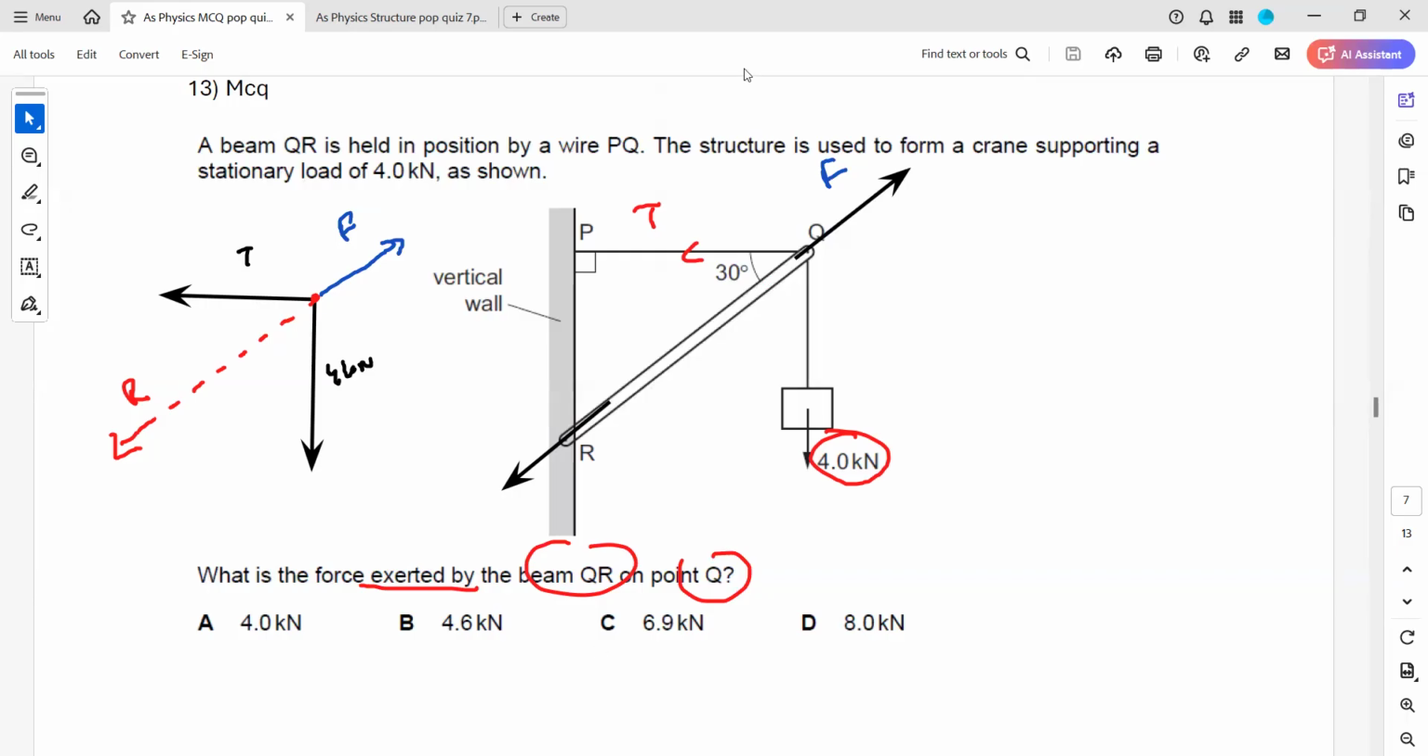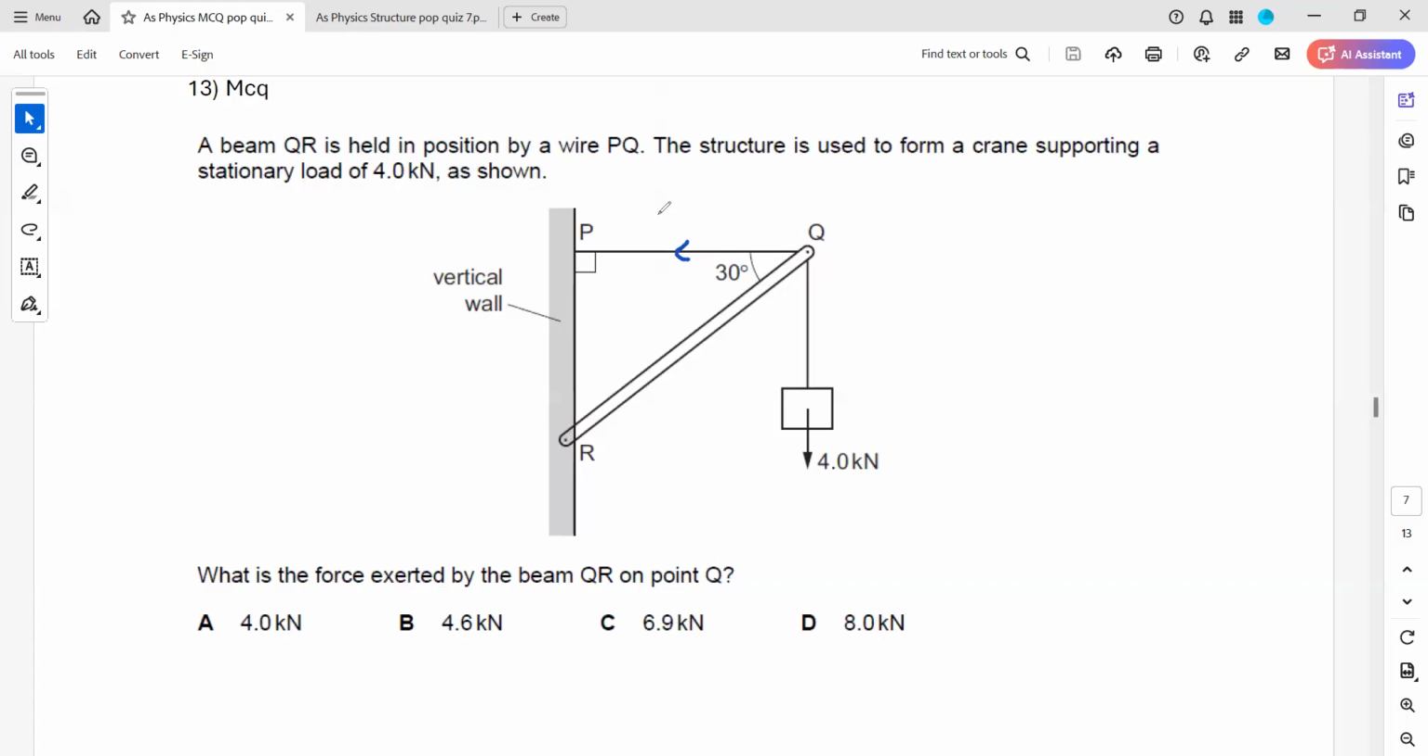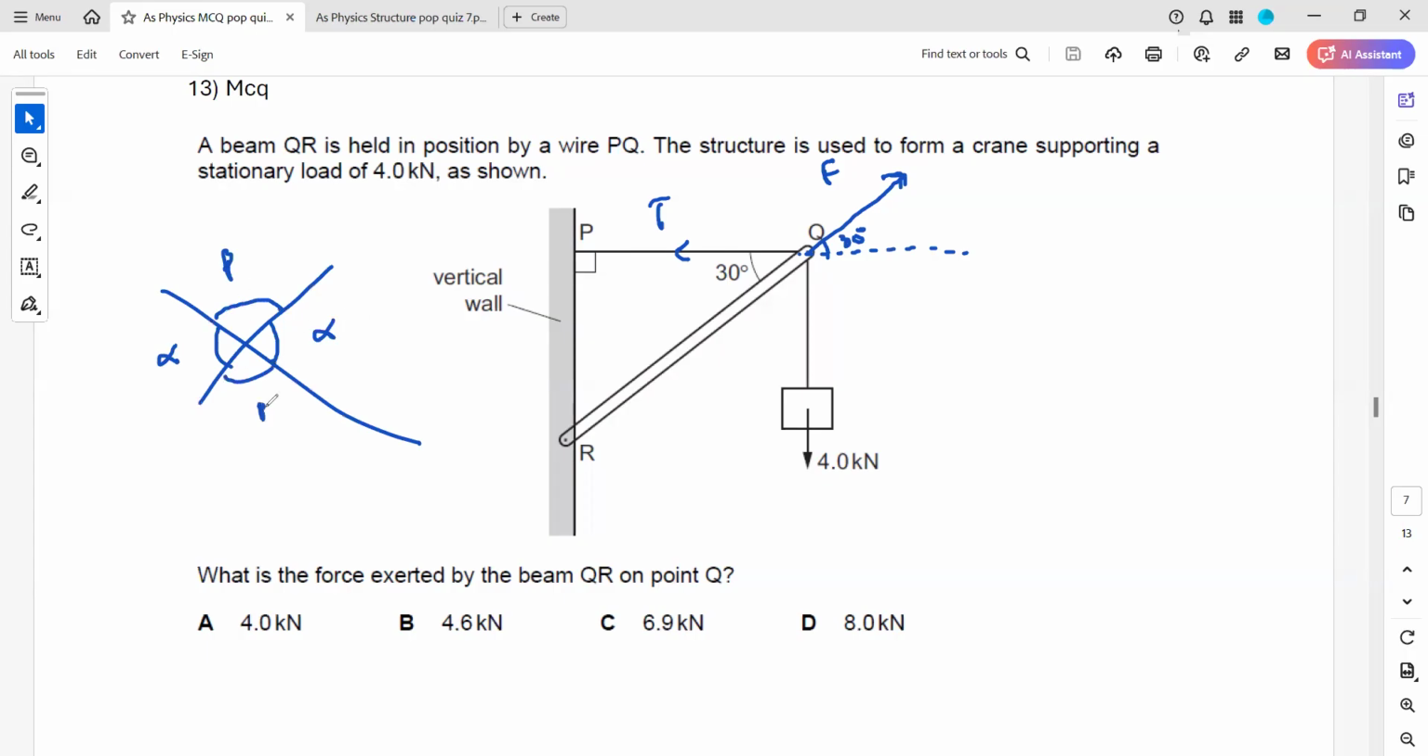Now, this tension we don't know. This force also we don't know. But this force is making an angle. If I take an axis here, this will be 30 degrees. Why? Because as you can see, when two lines intersect, the opposite angles formed are congruent. For example, if this is alpha, this will be alpha, or if this is beta, this will be beta as well.